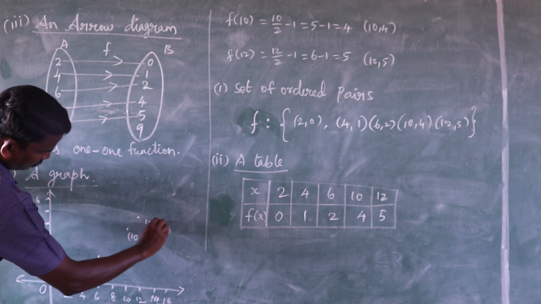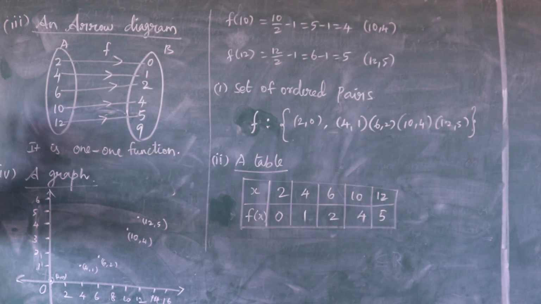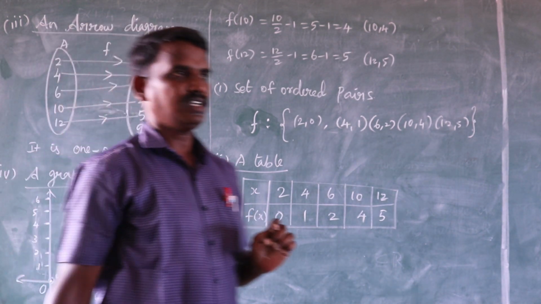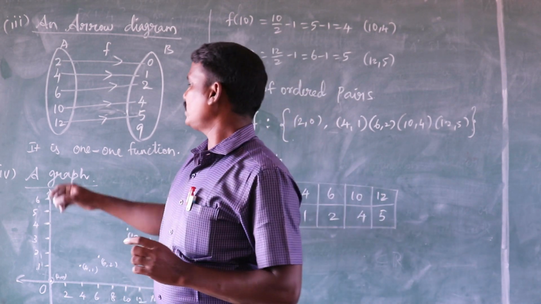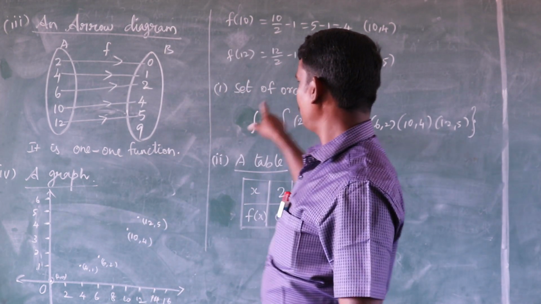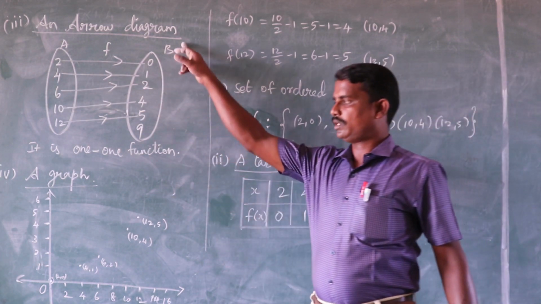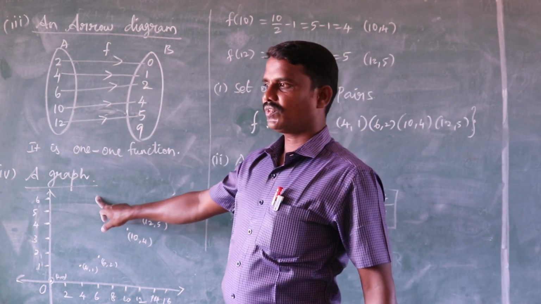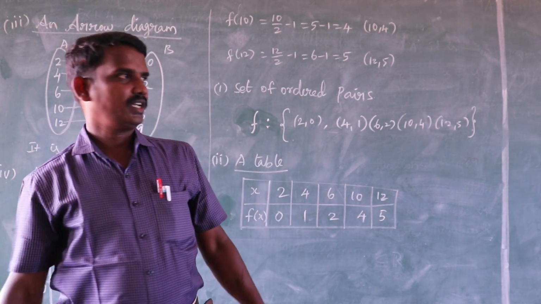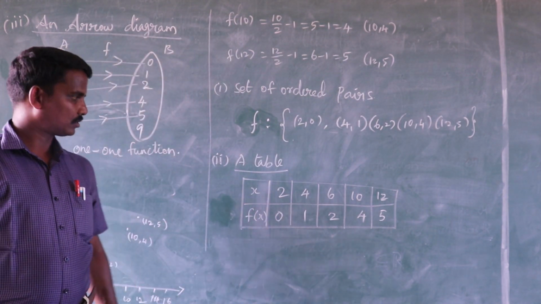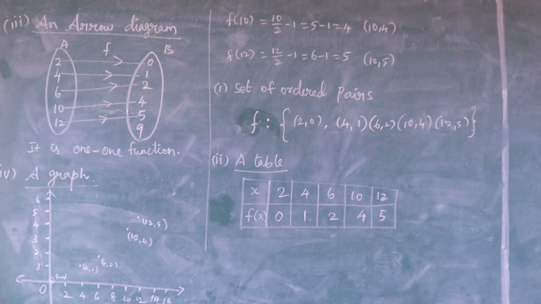That's all. So this is a representation of a function. First one, set of ordered pairs. Second one, table. The third one, an arrow diagram. Finally, graph. Okay, can you understand? Okay. Now go to the next question.